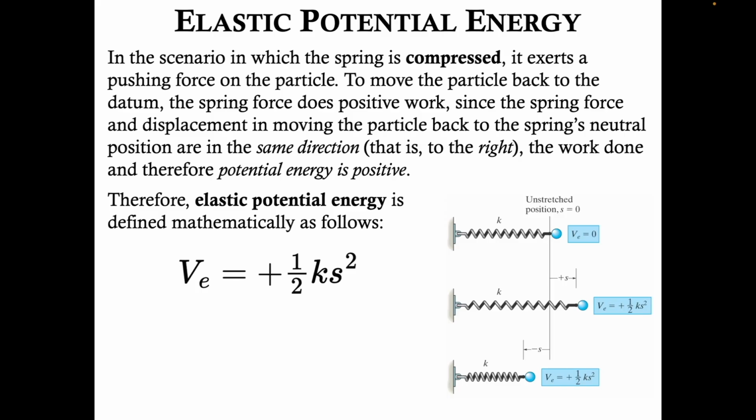Therefore, elastic potential energy is defined mathematically as follows, where V sub E equals positive 1/2 ks squared. That positive sign there is really just to emphasize that V sub E is always positive. So whether we have the particle connected to the spring and the spring is stretched, or we have the particle connected to the spring is compressed, the spring always has the capacity to do positive work on the particle to get it back to the datum.